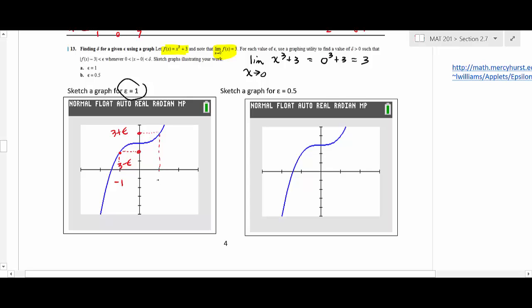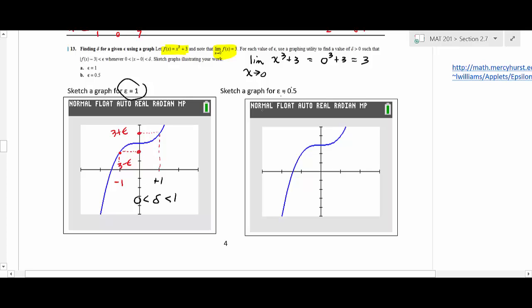Okay, so what we have then is you're going to find a delta such that the absolute value of f of x minus 3 is less than epsilon. So on this particular one, delta could fall within negative 1 to positive 1. So the biggest delta would be 1, and if delta is between 0 and 1, then it will satisfy that epsilon.